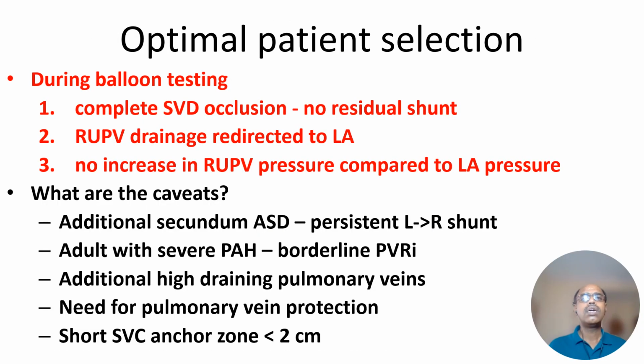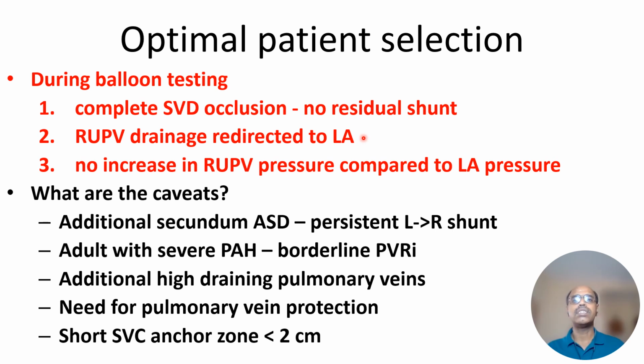So, the basic steps are to have a long cylindrical balloon inflated across the SVC-RA junction and confirm that there is a complete cessation of left-to-right shunt, the right upper pulmonary vein is unobstructed, and the pressure gradient is not more than 2 millimeters of mercury.